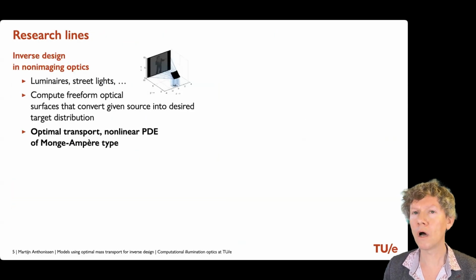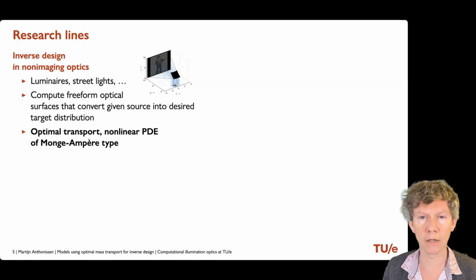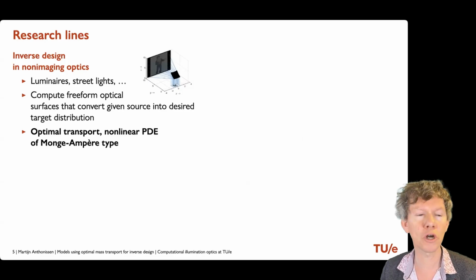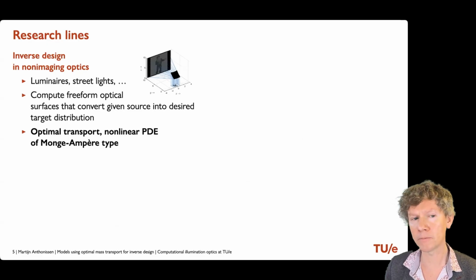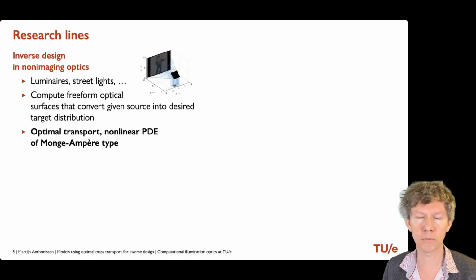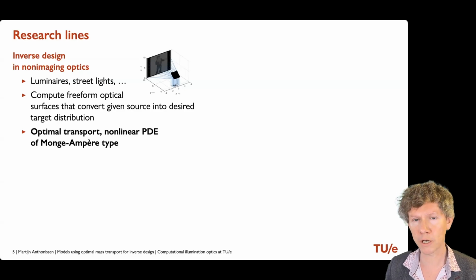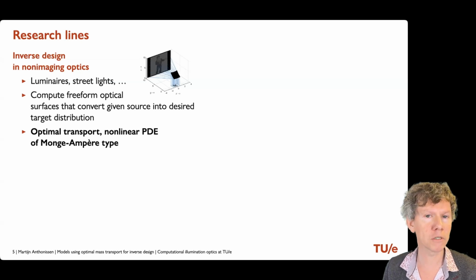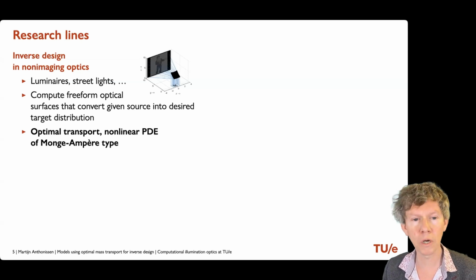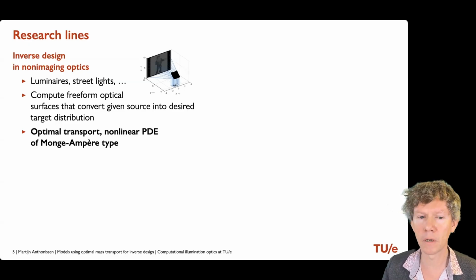And what we work on, we have 4 research lines. So one, and that's mostly what I will be talking about today, is inverse design in non-imaging optics. So non-imaging optics, think of street lights, car headlights, etc., and luminaires that you have at home. What we aim for is to directly compute the optical surfaces that turn a given source into a desired target. The mathematical disciplines that we use there are optimal transport, solving nonlinear partial differential equations of Monge Ampère type.